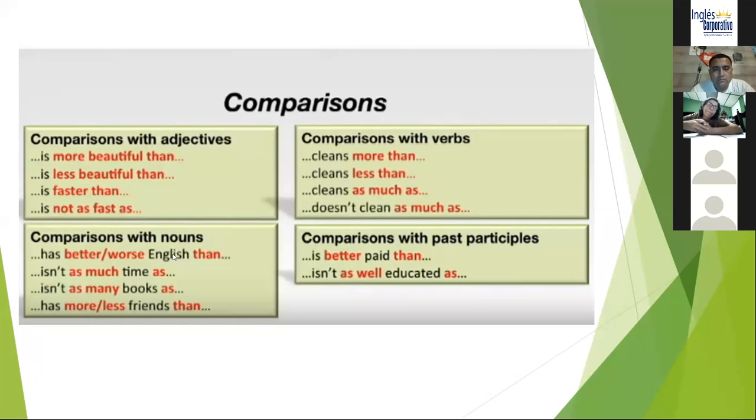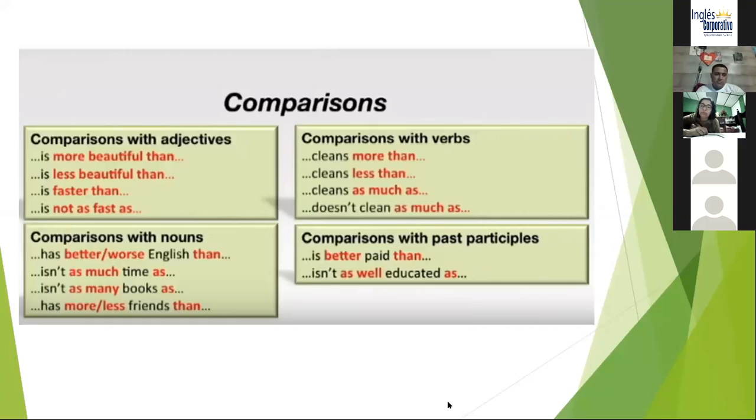But with nouns, also English, time, books, and friends. And past participle, again, paid and educated, they go between the expressions. As in comparisons with verbs, the verbs go before the expressions of comparison, okay? Different, but you can compare just about anything, all right?